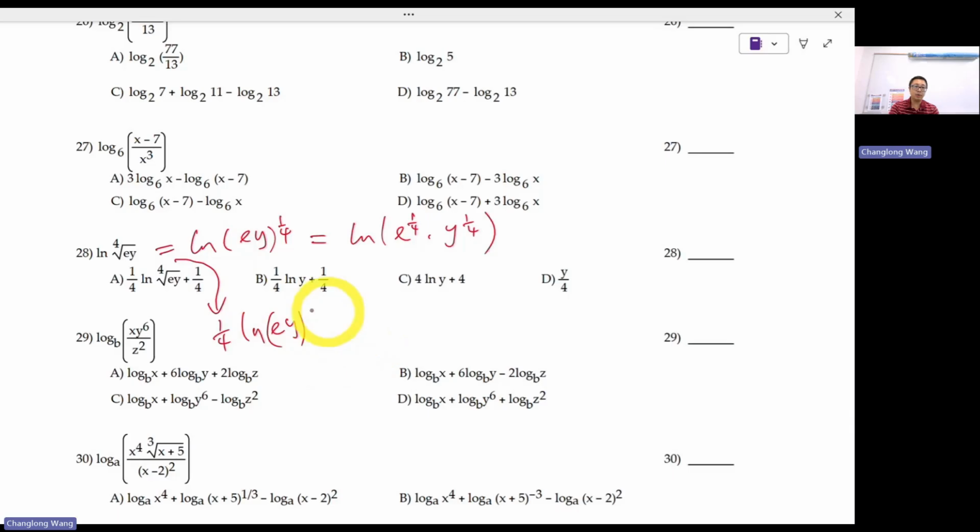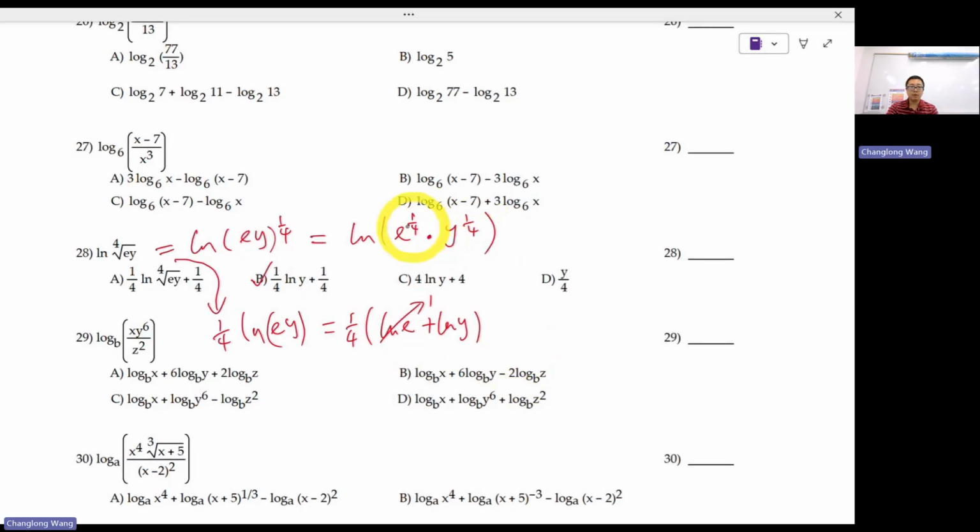But again, you still have to separate it, right? That means you're going to get 1/4 under these, sorry, I keep saying log, ln e plus ln y. But you notice that ln e is 1, right? Therefore, you have 1/4 hitting the 1 and 1/4 hitting the ln y.